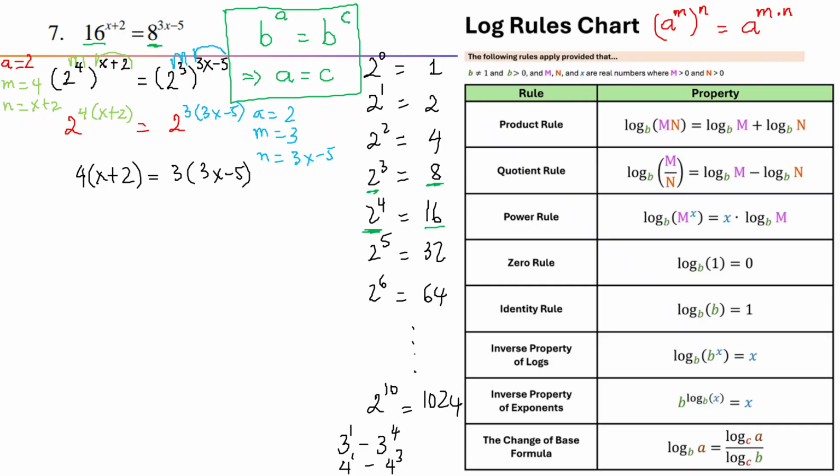Okay, so now we're just solving. 4, we distribute first, so we have 4x. 4 times 2 is plus 8, equal to 3 times 3x, which is 9x. 3 times negative 5 is negative 15.